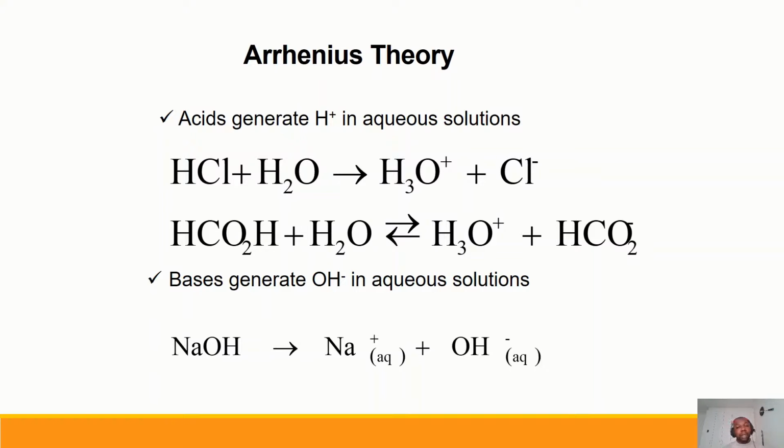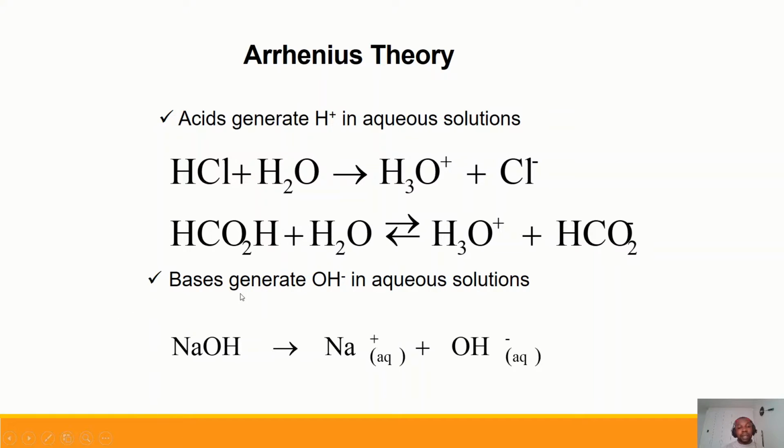So for the examples, this is going to be an Arrhenius acid because it contains hydrogen, and when it dissociates in water, you can see that it's giving us hydronium ion. Then another example is methanoic acid. You can see that it also contains hydrogen, and when it dissociates, it's giving us H3O plus. So that's a classical example of an Arrhenius type of acid.